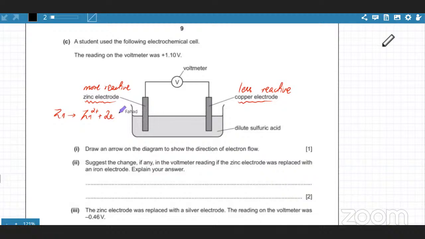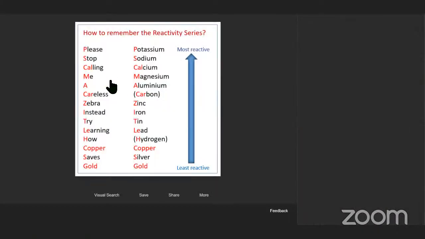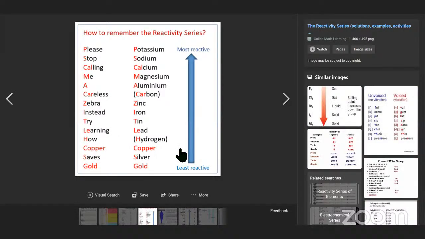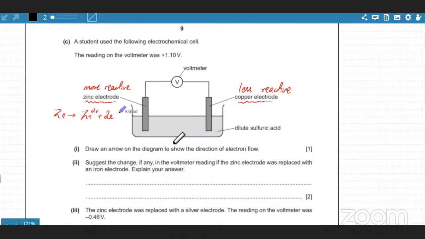How did I figure out which one was reactive and which one was unreactive? Let's Google the reactivity series. That's going to come up in front of you. Remember this reactivity series. You need to know this by heart. There's a numeric given over here as well. Zinc is somewhere over here, and you have copper, which is kind of at the bottom. So zinc is more reactive than copper. Anyways, you have the reactivity series in front of you.